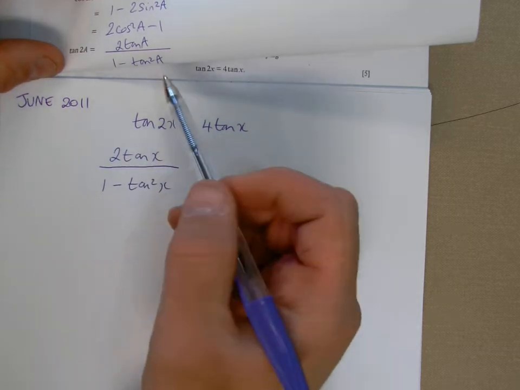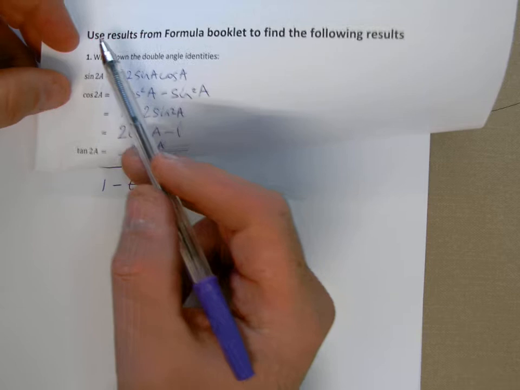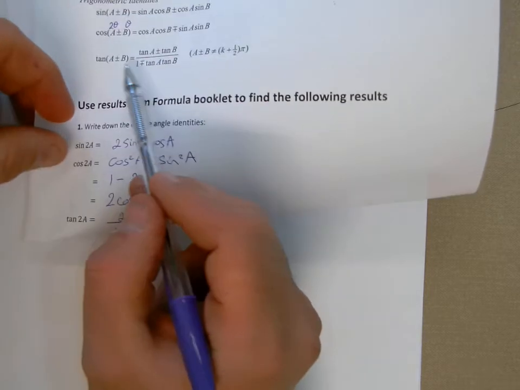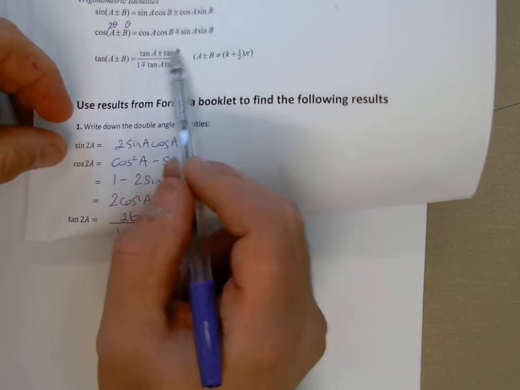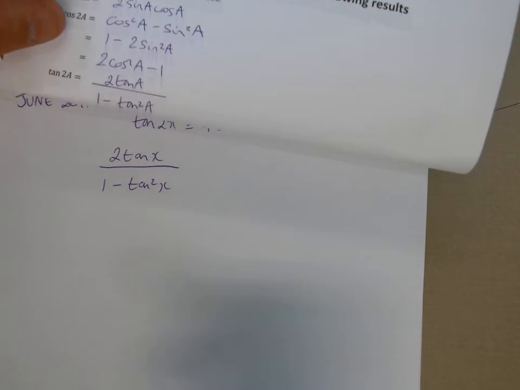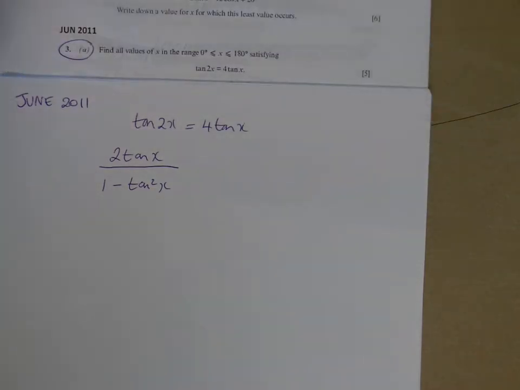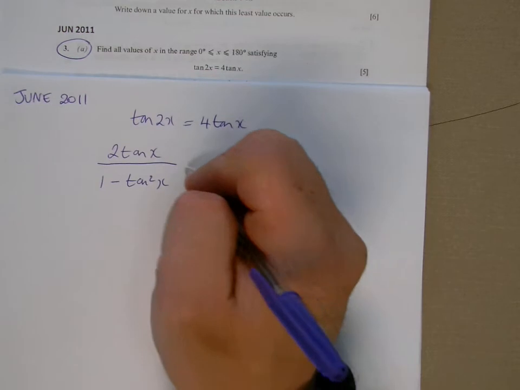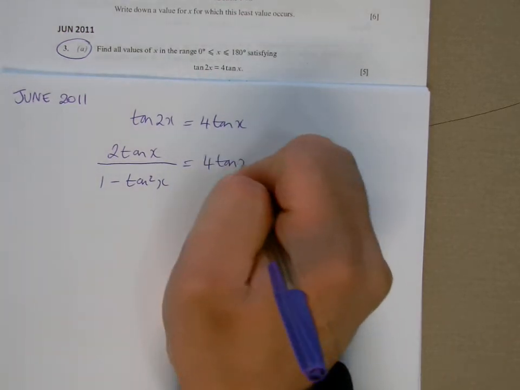So remember I got that from this here by setting b to be a, and then it just works out. But if you can remember it, even better. So that's the result for tan 2x. So you replace it with that, and of course that equals 4 tan x.